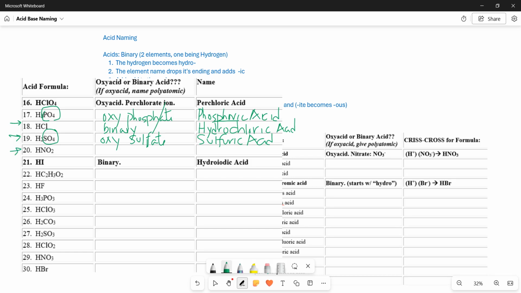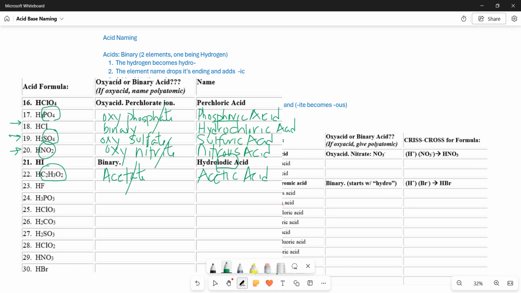The next one, we have another poly, so this is an oxy. That is nitrite. We're going to take the ite ending off, and we're going to add ous. So this is going to be nitrous acid. The next one's done for us. It's binary. Iodine, we're going to take the ide off, and you can see we say hydroiodic acid. All right, next one. This poly is acetate. This is going to be an oxy. We're going to take the ate off and put ic. So this is going to be acetic acid.